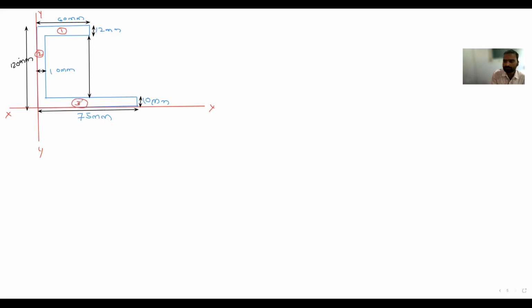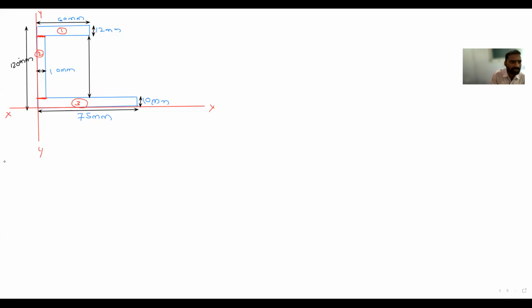Is it okay? Yes. So I will take this as one complete rectangle. I will take this as one complete rectangle, the first section. The third section I will also take as one complete rectangle. So the third section is also a complete rectangle. Is it correct, everyone? Yes, sir.